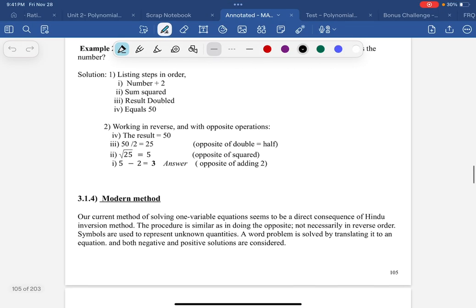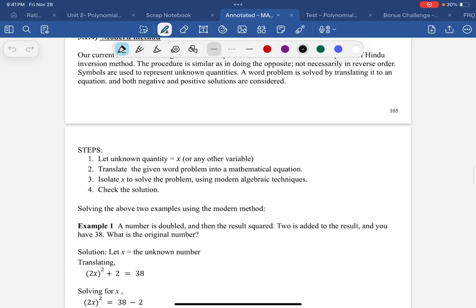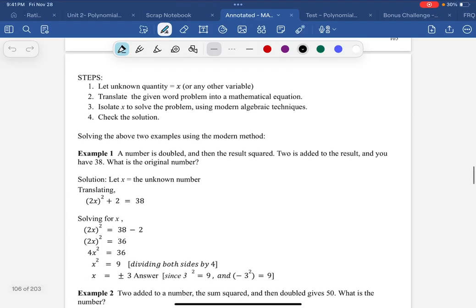So you can follow all that, but the modern method just kind of streamlines that into a set of processes, where the steps would be: identify your variable, which we typically call x, translate the given word problem into a mathematical equation, isolate x to solve the problem using the modern algebraic techniques, and then check your solution.